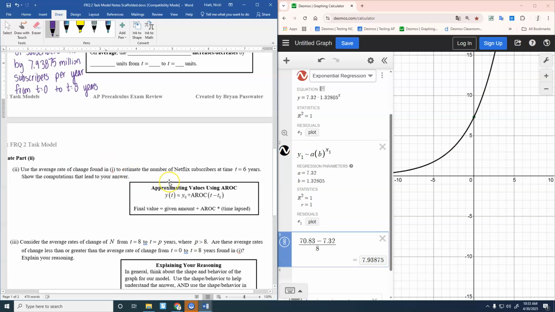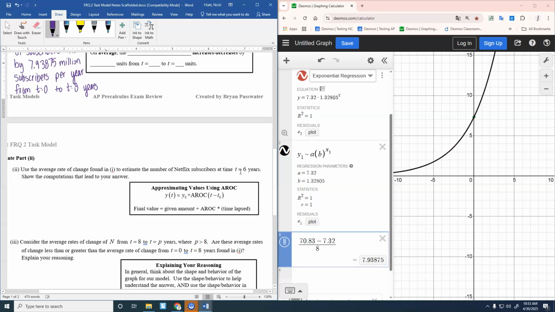It says use the average rate of change found in part 1 to estimate the number of Netflix subscribers at time t equals 6 years. Show the computations that lead to your answer. So he has y sub 0 plus the average rate of change, which is what you found in part 1, times t minus t sub 0. I think what he's written down here is more helpful. Your final answer is going to be your given amount plus your average rate of change times the time that has elapsed. In this particular case, they are asking us for t equals 6.